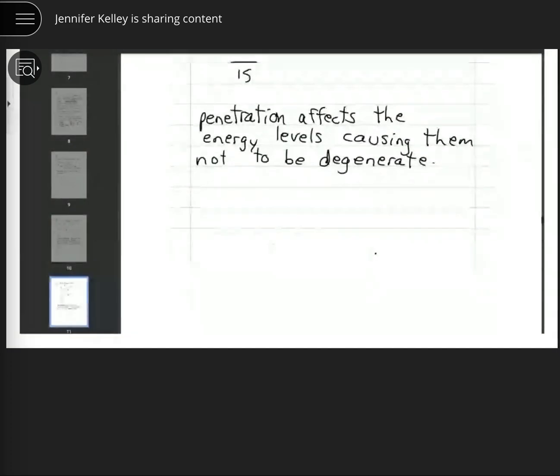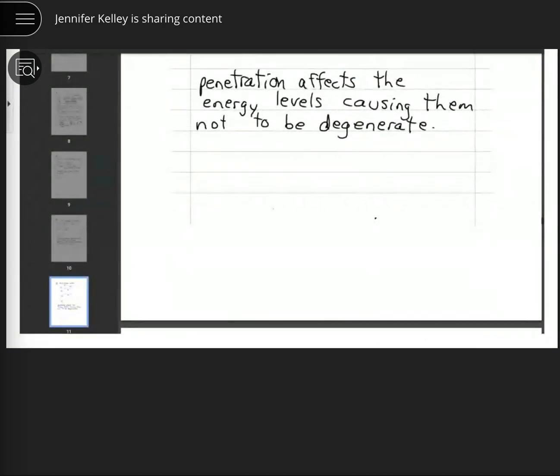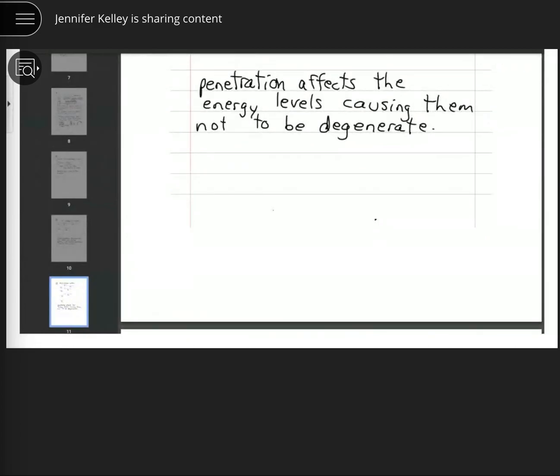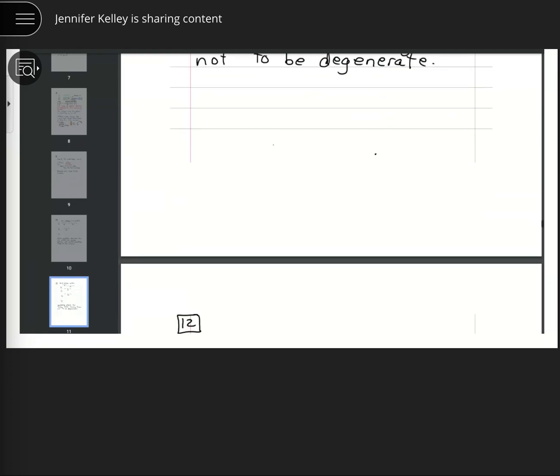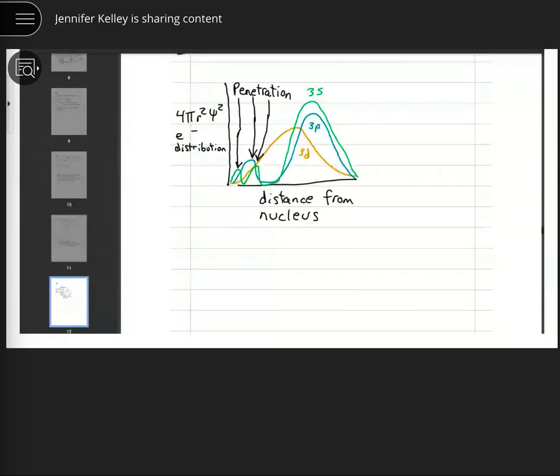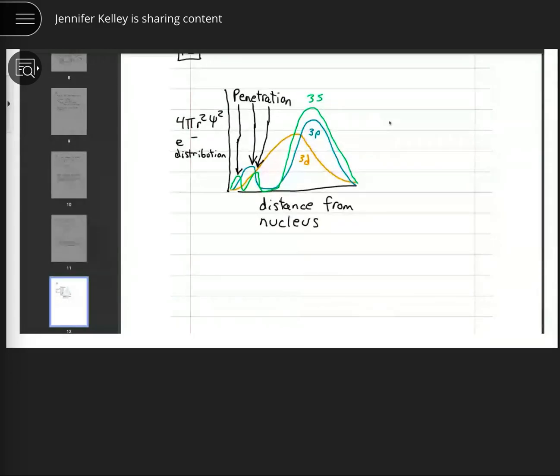All right. And penetration will affect the energy levels, causing them not to be degenerate to some degree. But that's not the main part of penetration. The main part of penetration you'll see in the electron distribution. And we've seen these maps before. It's just they were separated out into individual maps.